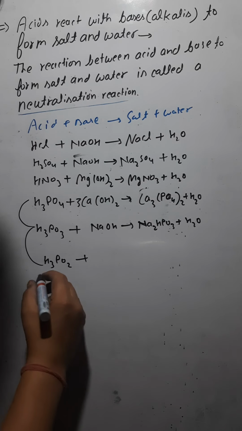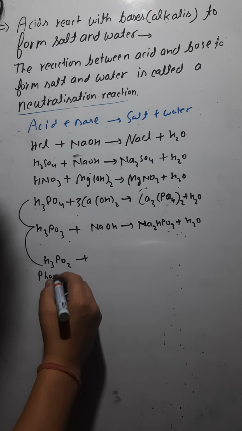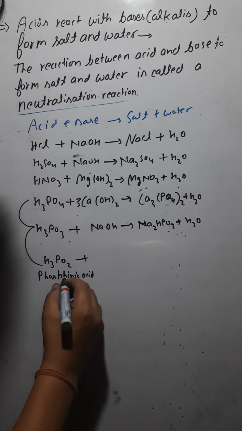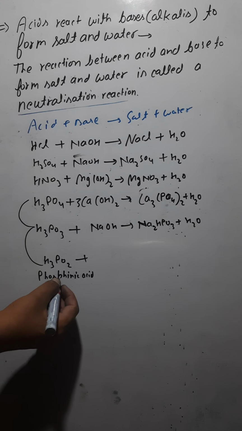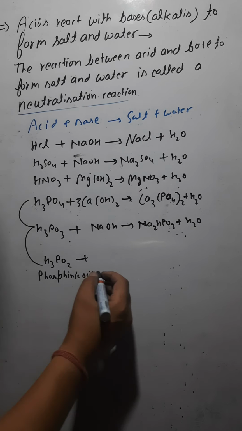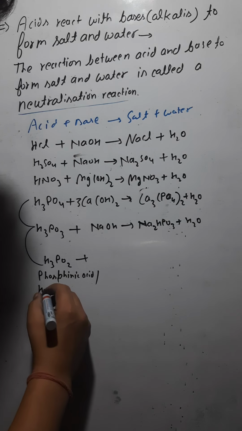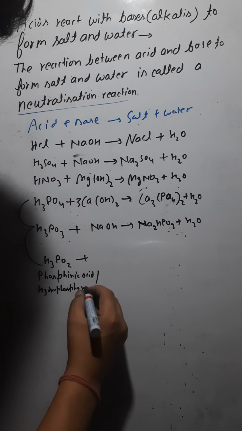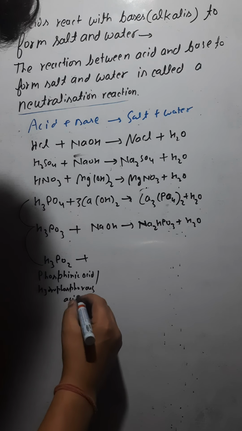H3PO2. It is known as what? Phosphinic acid. Phosphinic acid. Okay. We have another name for this also, and the other name for this is hydrophosphorus acid, whatever you want to call. Hydrophosphorus acid. So both are the same.